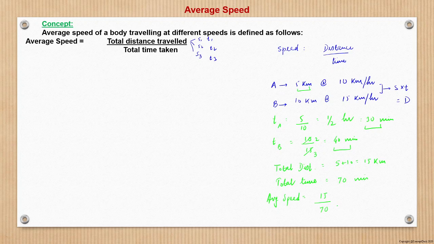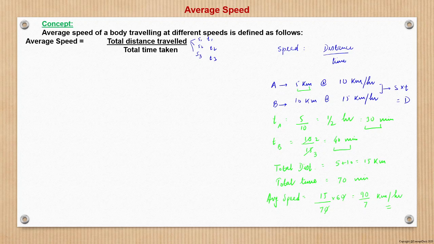Speed's normal unit is kilometer per hour, so we convert 70 minutes to hours. How to convert? Divide by 60. So when we divide 70 by 60, 60 will come in the numerator here. Now this becomes the average speed, that is 15 times 6, which is 90, upon 7 kilometer per hour. It means that 90 by 7 kilometer per hour is the speed at which, if traveled on average for 70 minutes, a person will cover 15 kilometer of total journey. So that is the concept of average speed.